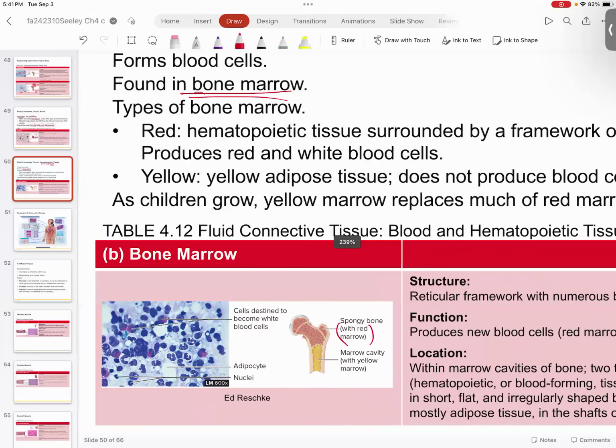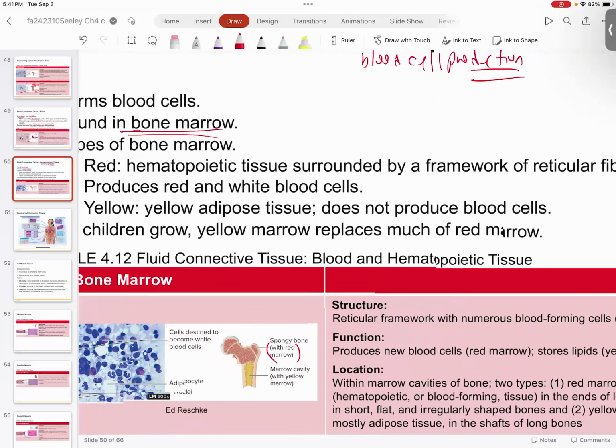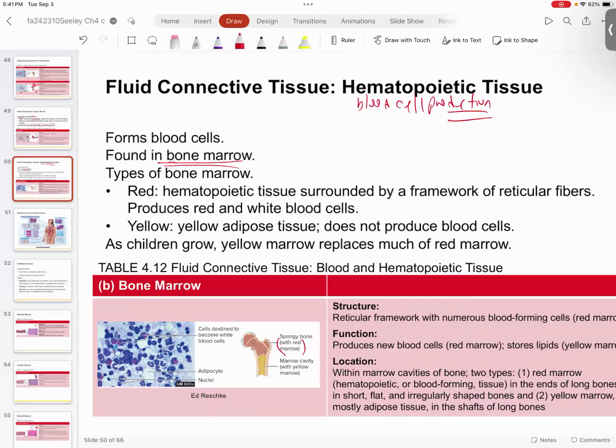And when you take a look at red marrow, you have basically the tissue that's surrounded by reticular fibers. And so this is where the white and the red blood cells are being made, in this red marrow region. The yellow region is basically adipose. It's yellow because there's adipose there. That's fat. But this is not a producer of red blood cells.